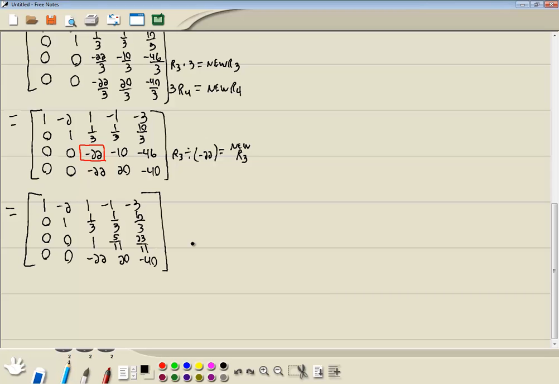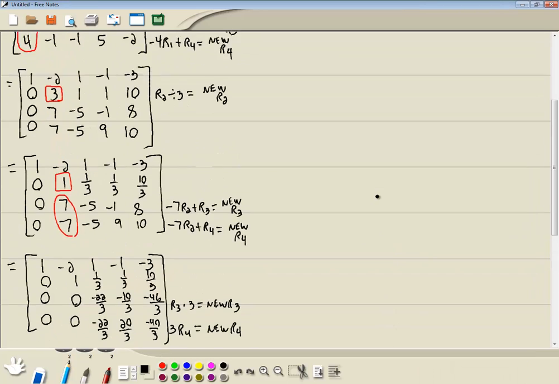let me write down this so I can continue it up at the top, because I'm out of space. So I got 1, negative 2, 1, negative 1, negative 3, 0, 1, 1/3, 1/3, 10/3, 0, 0, 1, 5/11ths, 23/11ths, 0, 0, negative 22, 20, negative 40. Okay, so let's continue up here.